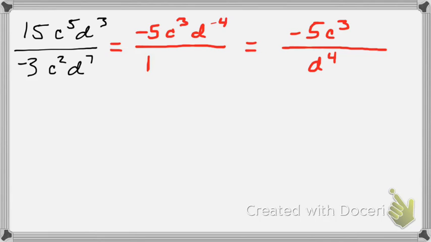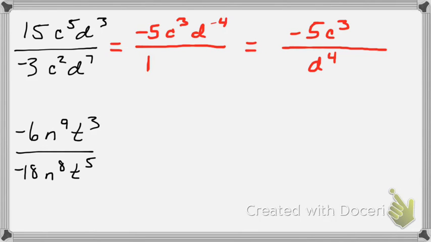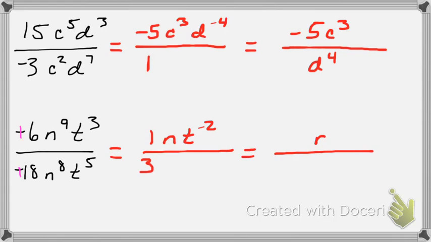You try this one. The negative 6 over negative 18 will reduce to positive 1/3. My n's will become an n on top. My t's will become a negative 2 on top. I'm subtracting the exponents and putting the answer in the numerator. My t needs to move down because it's negative, leaving me an answer of n over 3t squared.